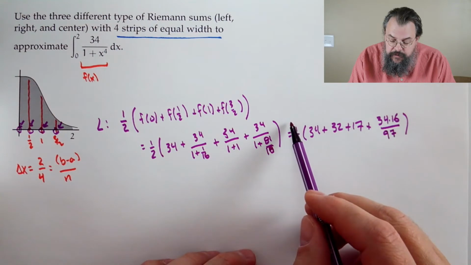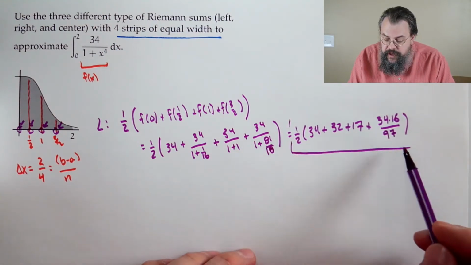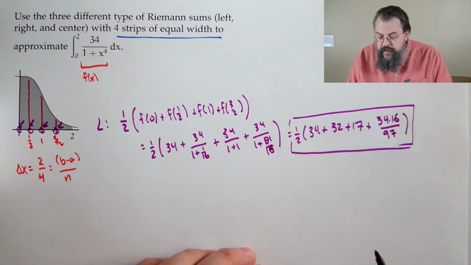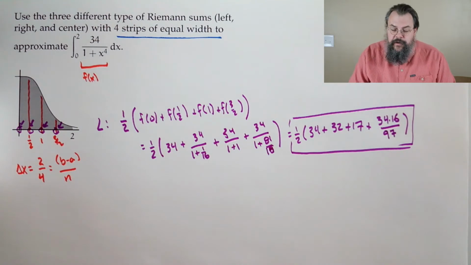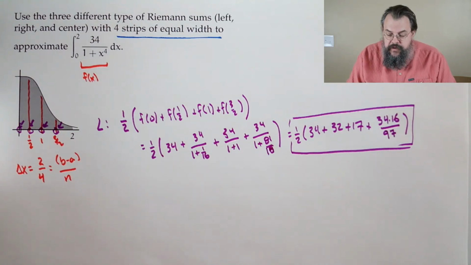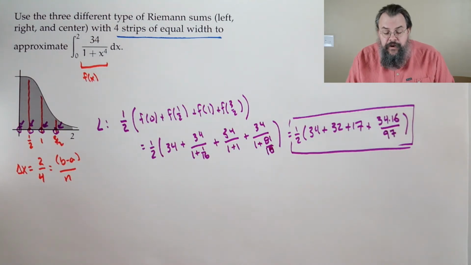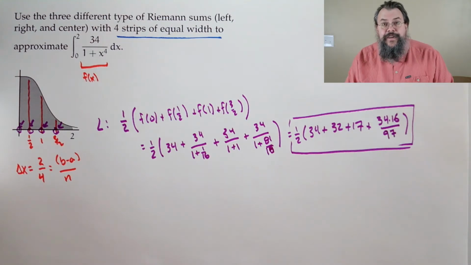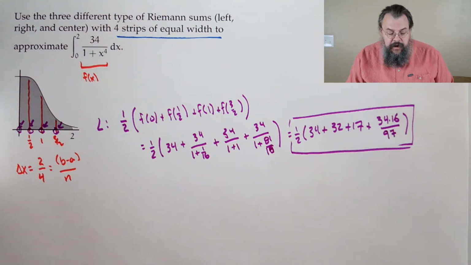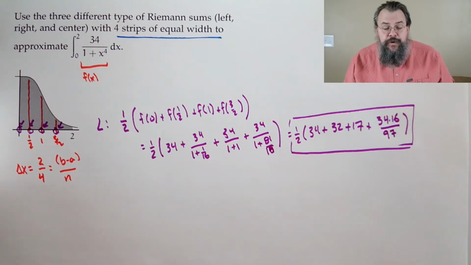So, we say, great, well, we'll just leave it like that. That's okay. Not everything has to simplify. Some things, they won't. And that's just the way it is. Okay, so that's our left endpoint. All right, what about the right endpoint?